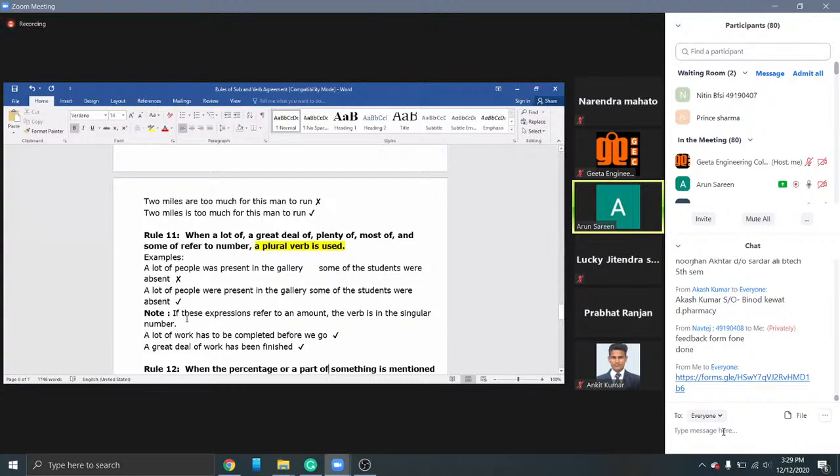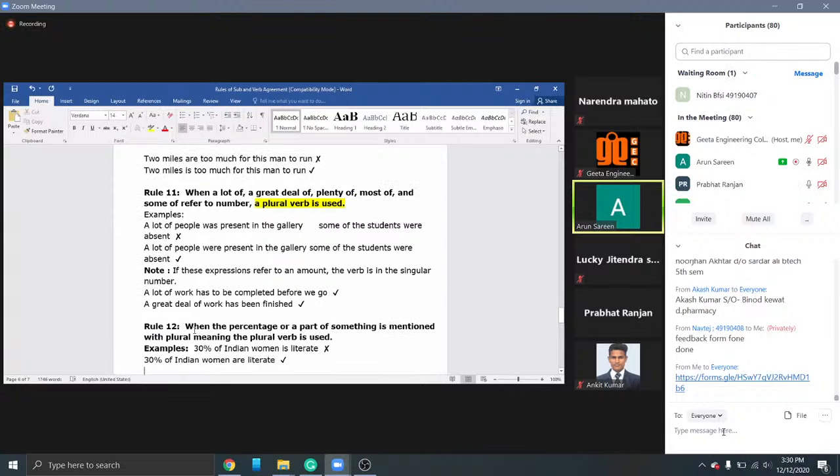Okay, what is the note? If these expressions refer to an amount, the verb is singular. Now see, first he's saying that if a lot of is used, then you have to use a plural verb. Next he's saying, but if it is referring to an amount, then it should be treated as singular. Earlier he was referring to people. Let's take an example. A lot of work has to be completed before we go, correct? A great deal of work has been finished. He has not given us an example with money. If these expressions refer to an amount, the verb is singular.